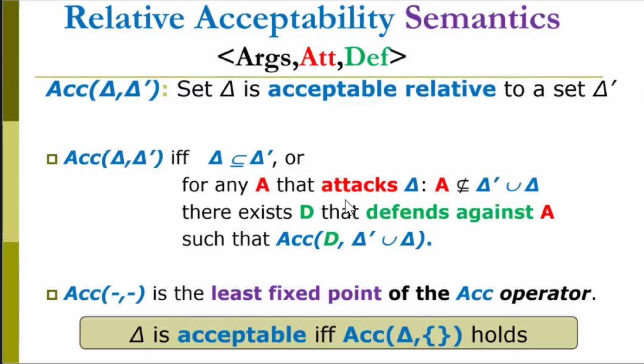So the least fixed point exists, and the acceptable sets of arguments are those which are acceptable relative to the empty set, because you don't want to assume anything. Okay?